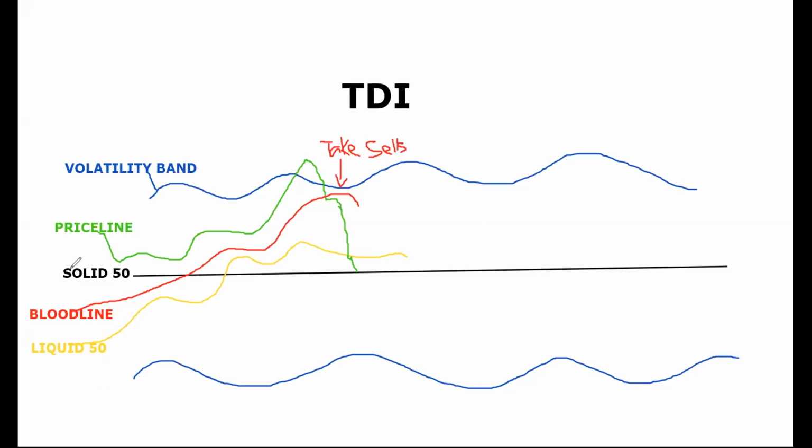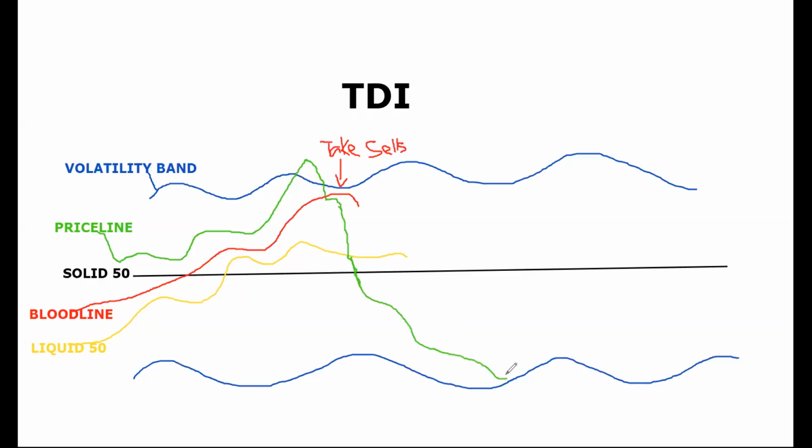Now let me show you the use of solid 50. When price line goes below solid 50, the market becomes bearish. Price starts to trend bearish. So the market starts trending bearish and we see price falling. You see? We see price falling.